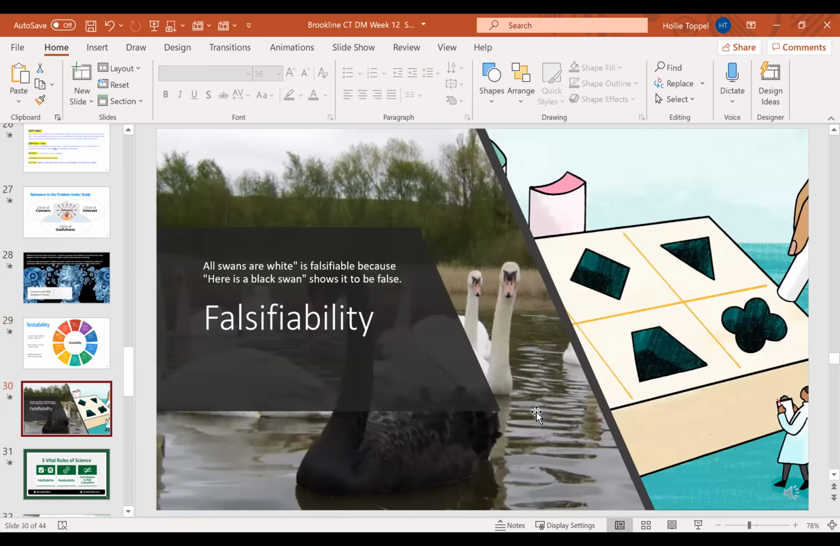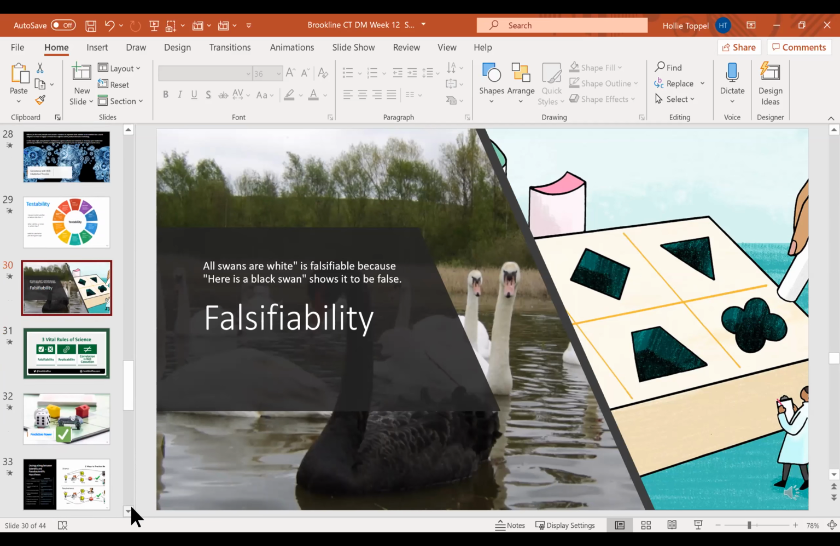All swans are white is falsifiable because here is a black swan. See, this is a black swan. It shows it to be false. So you have to decide if your test has falsifiability, right? And this is trying to get a round peg in those type of things.